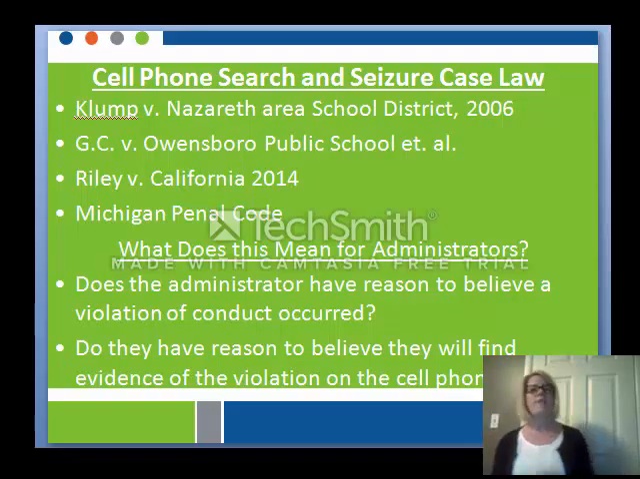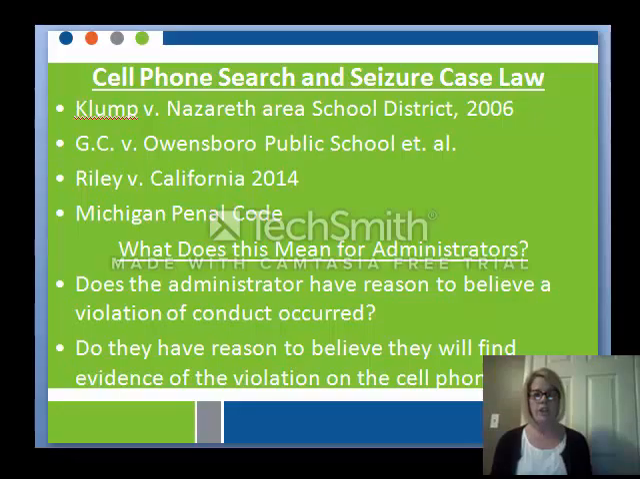So now let's think about that for a minute. Our first scenario, where the teacher took the cell phone and then used it to try and catch other cell phone policy offenders. This is from an actual case in Pennsylvania in 2006, Klump v. Nazareth Area School District. The family sued under Fourth Amendment rights, and the district tried to have the lawsuit dismissed.